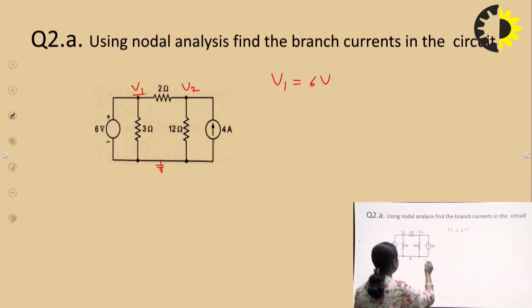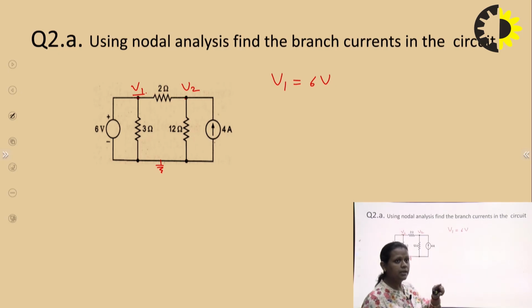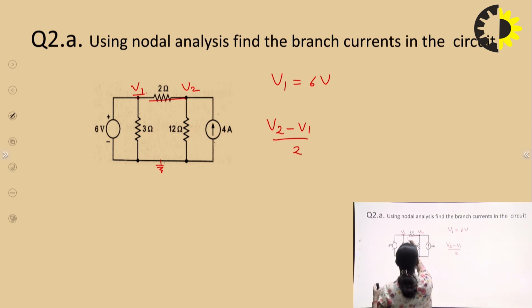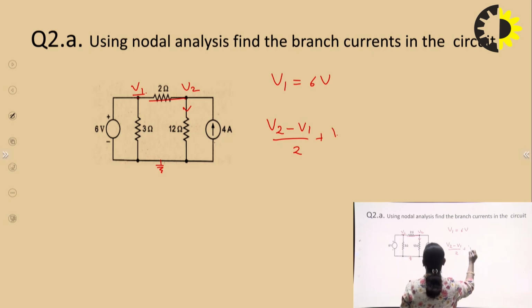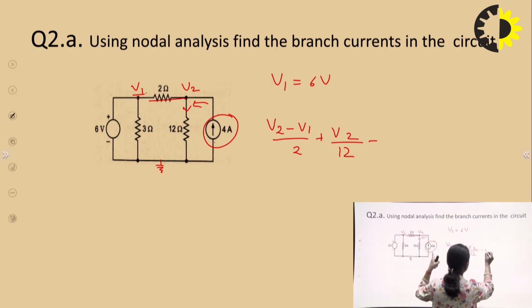So we only need to write the equation for this node V2. Now assuming V2 at a higher potential, we will write V2 minus V1 by 2 for this branch. Now for this branch we will write V2 by 12, as this reference is at 0 potential. Then this 4 ampere is entering this node, right? So we have written outgoing current as positive, and the incoming current we will write with negative sign. So this is equal to 0.